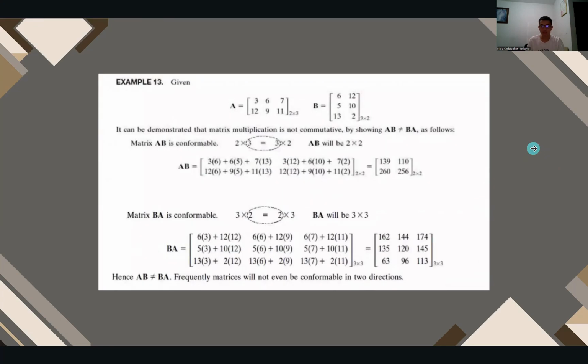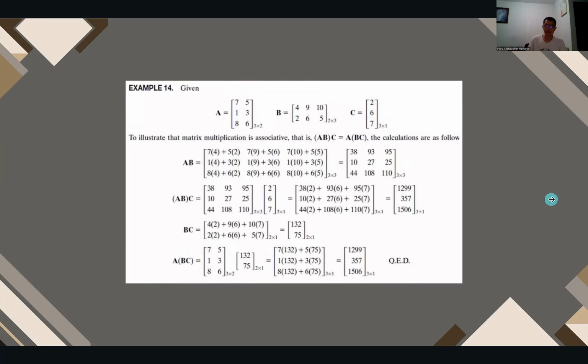So for matrix multiplication, this is going to be a difference. There have to be two directions, which give totally different results. So for AB, the final result is a 2x2 matrix, and the matrix BA is a 3x3 matrix. And this is example 14 of what we learned from multiplication.